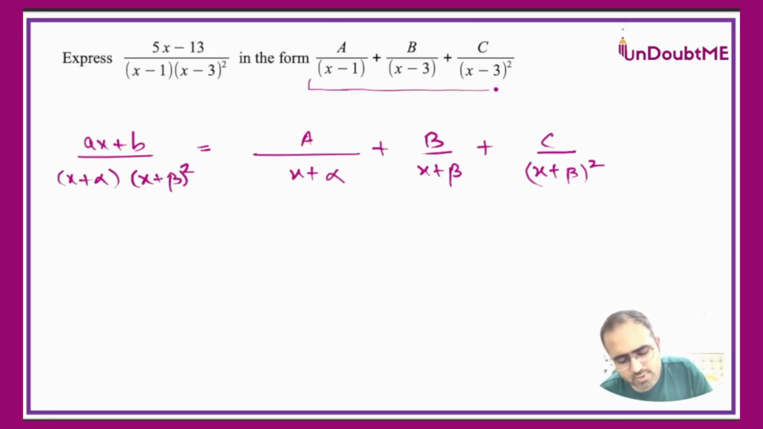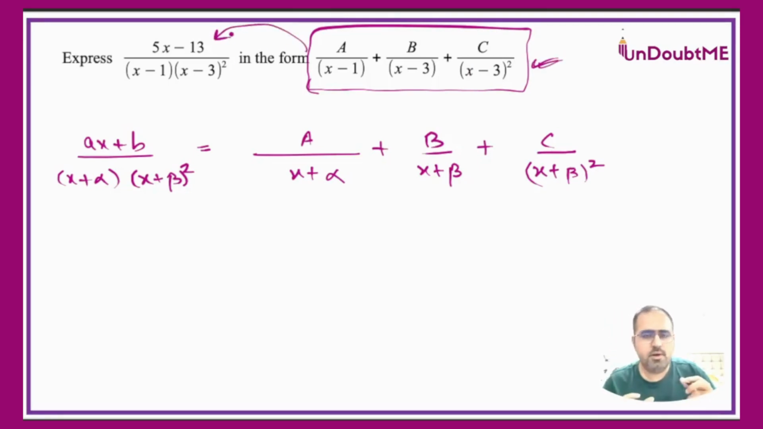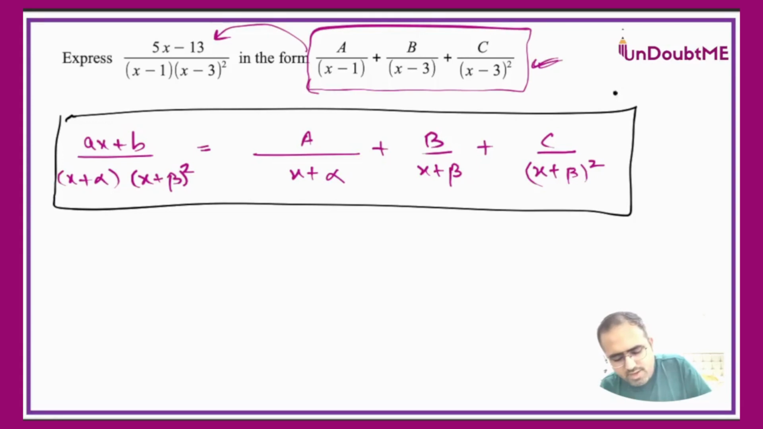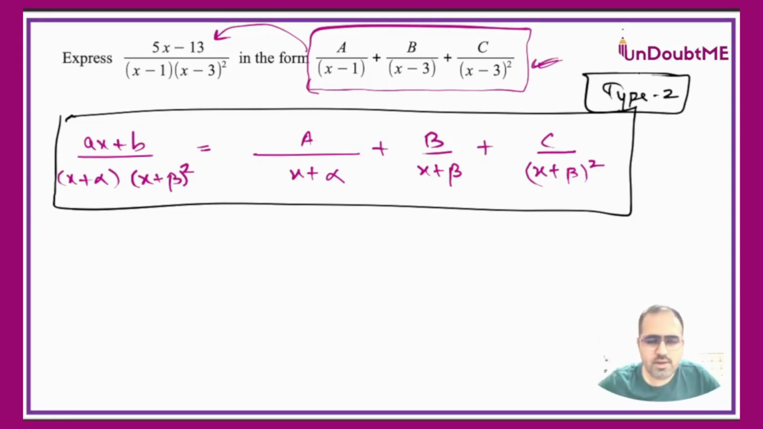After getting ABC values, if you just take LCM and redo everything, you will get back to the same expression from where we started. So this is like a concept or a different type. We can just call it type 2. The earlier one was type 1. It was relatively simple. When we have power 3, then we have to do one more.